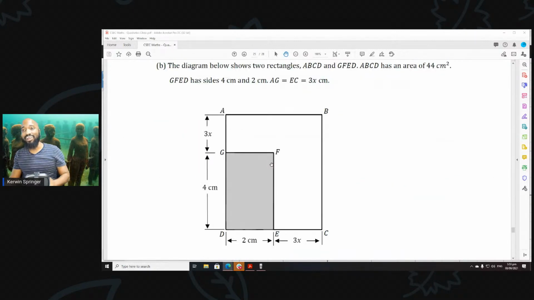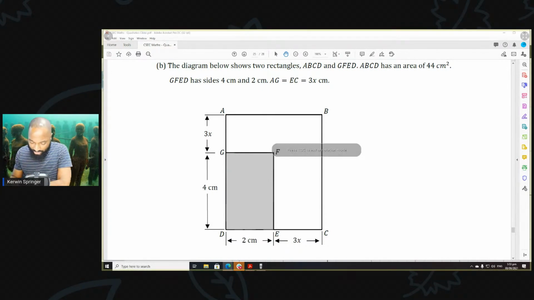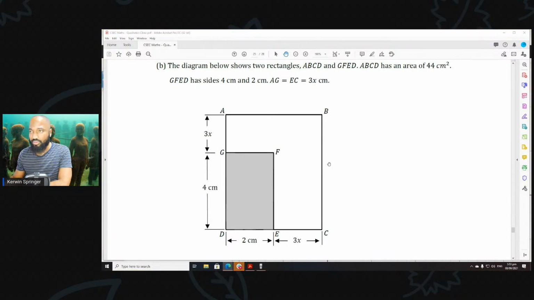The diagram below shows two rectangles, ABCD and GFED. ABCD has an area of 44. GFED has sides 4. All right, so everything in the graph there, A, G. So what's the question?